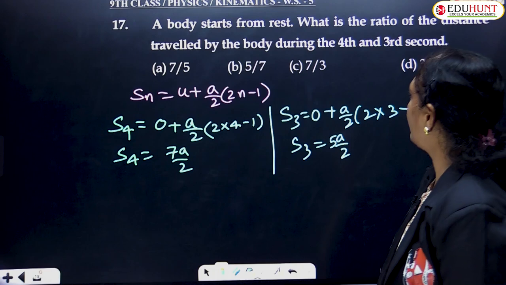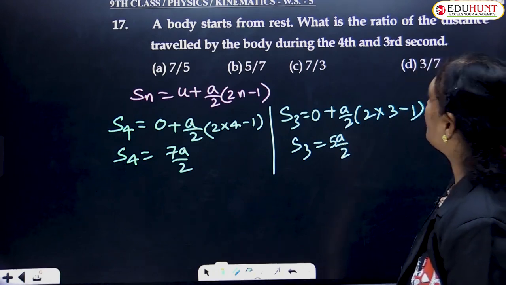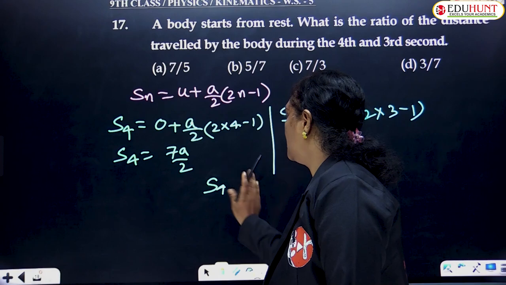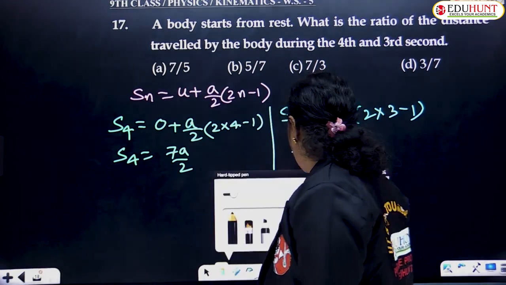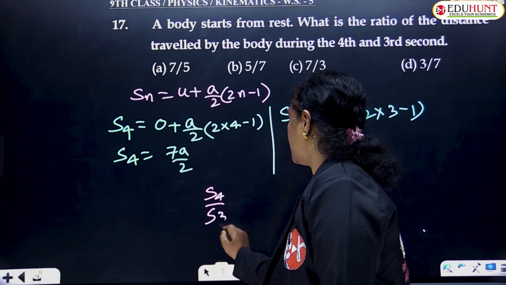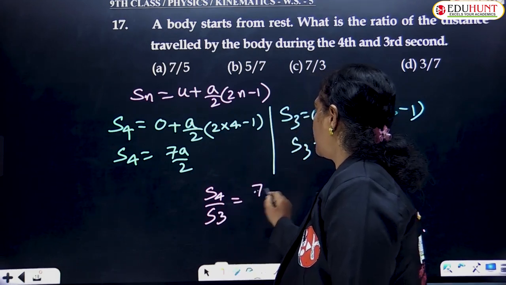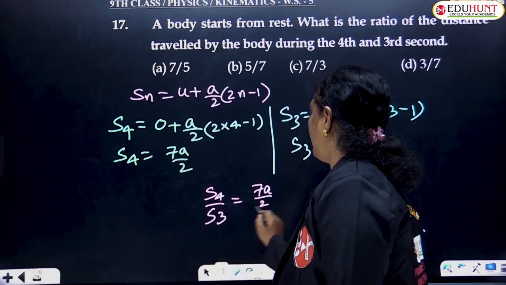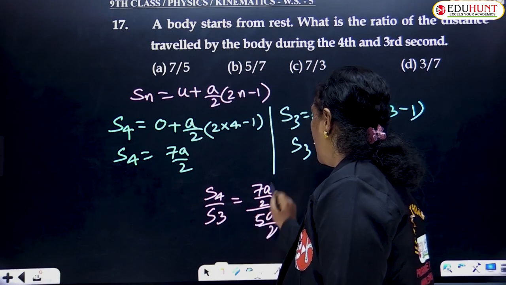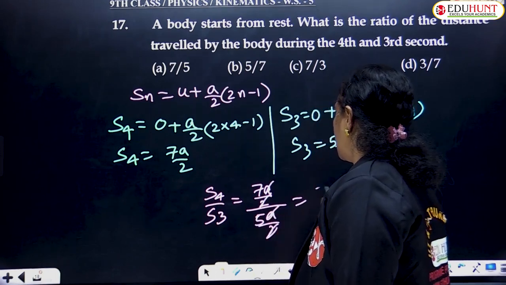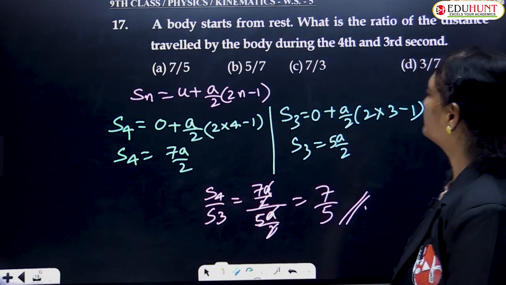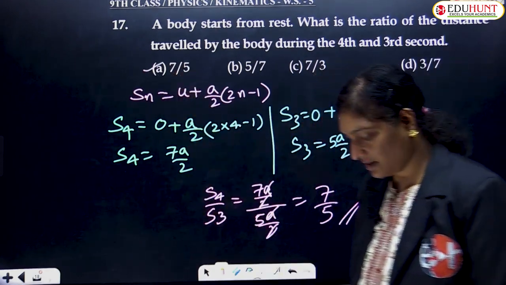So what are you asked to find out? The ratio of the distance traveled by the body during the fourth to the third second. You are asked to find the ratio of these two distances. S4 is to S3. S4 was 7a by 2. S3 was 5a by 2. a cancels, 2 cancels. Answer is 7 by 5. So here goes your answer.